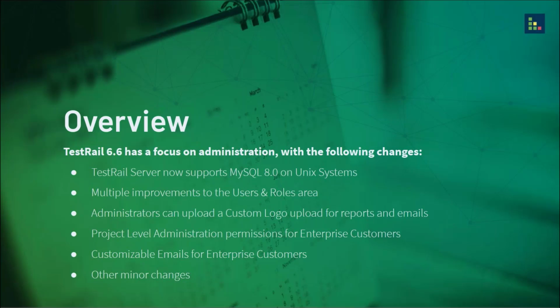TestRail 6.6 has a major focus on TestRail administration with these changes listed here. TestRail Server now supports MySQL 8.0 for customers using TestRail Server on a Unix system. We have multiple improvements to the users and roles area. TestRail administrators can upload a custom logo, which will be used in reports and emails sent from TestRail.